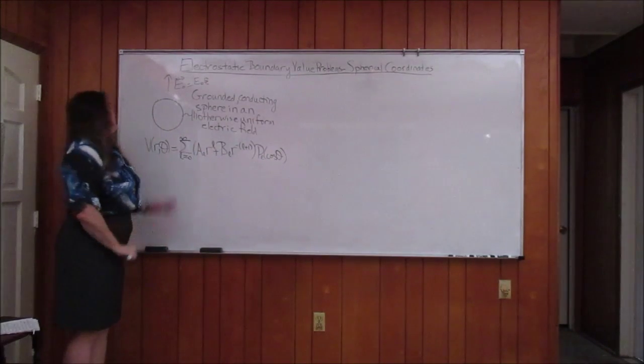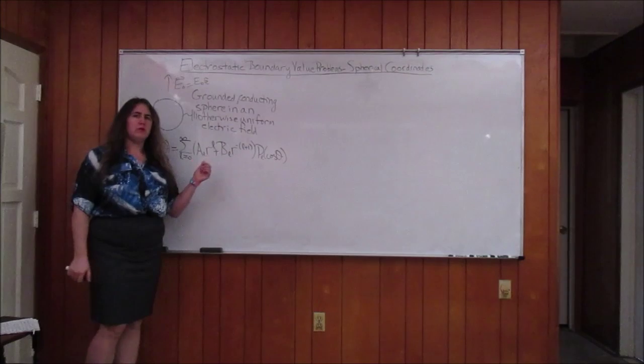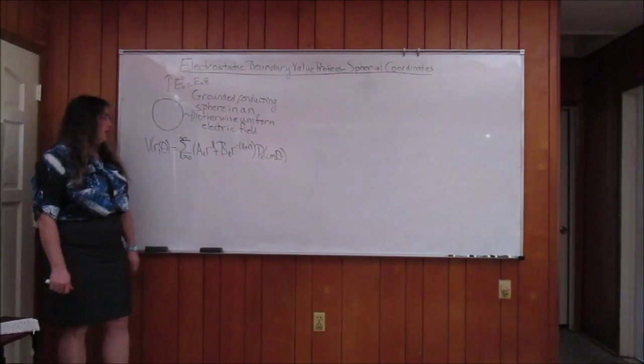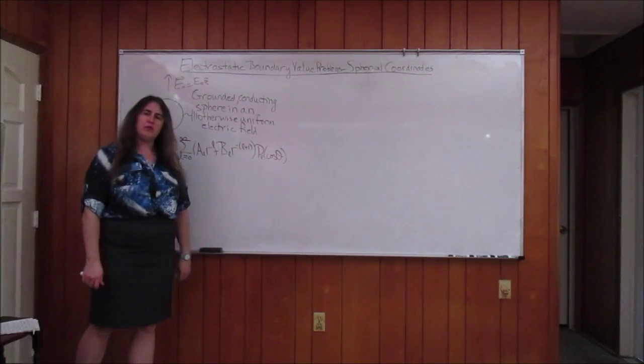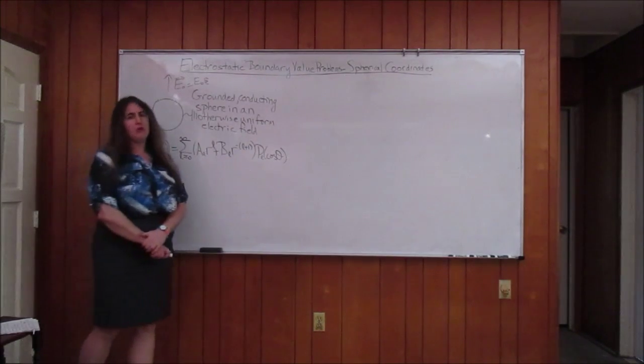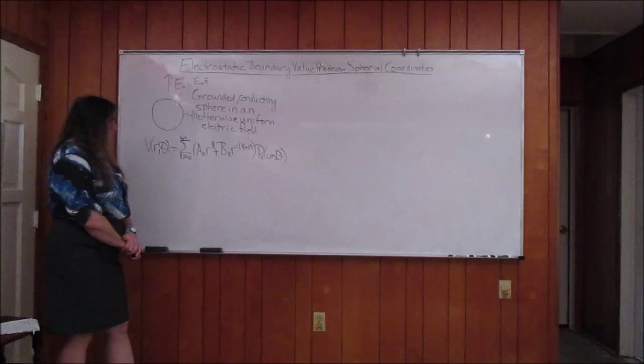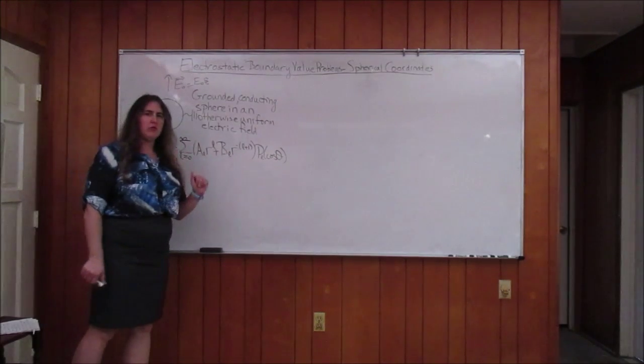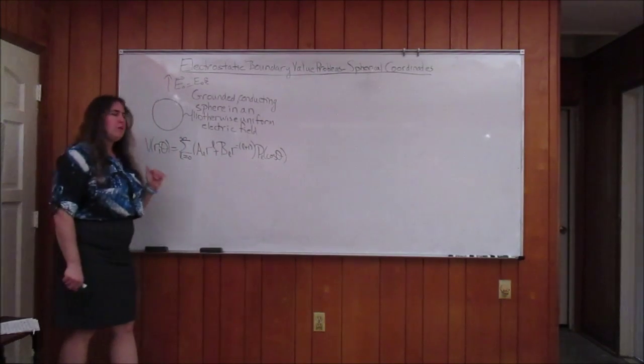Generally speaking, the potential is equal to the summation, L equals 0 to infinity, of A sub L r to the L plus B sub L r to the minus (L plus 1), times the Legendre polynomial of order L. Now, this is my general expression. Now I need to apply the boundary conditions.